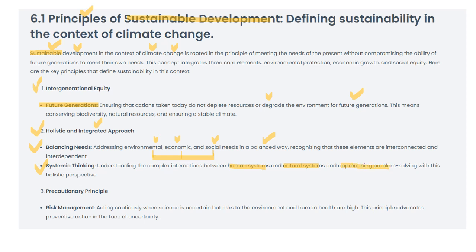And what is the problem? And the third is precautionary principles. The risk management. Science is uncertain. In all the scientific analysis, there is some analysis which says that there is no climate change, or there is climate change. So it's uncertain. We should not wait for the scientific evidence, but we have to see that the risk to the environment and human health is high. And this principle advocates action.